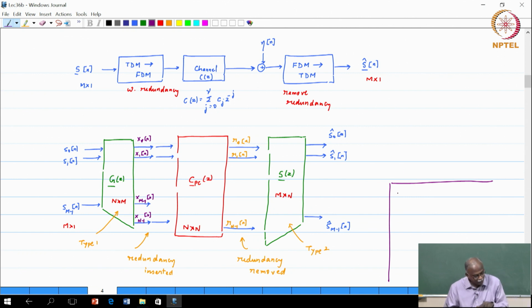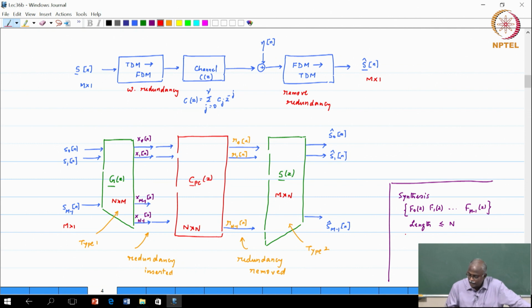If the synthesis filters, there are m of them, f0 of z, f1 of z, fm minus 1 of z, if all of these have length less than or equal to n, okay, m is the number of subchannels, n is the redundancy that you are going to introduce, if the filters are of length less than n.